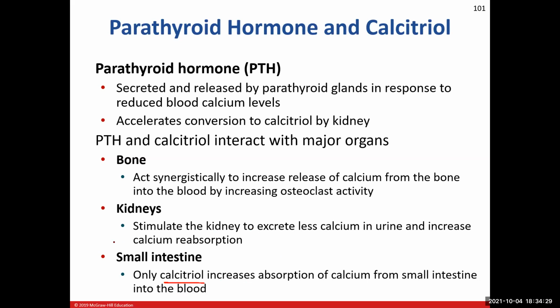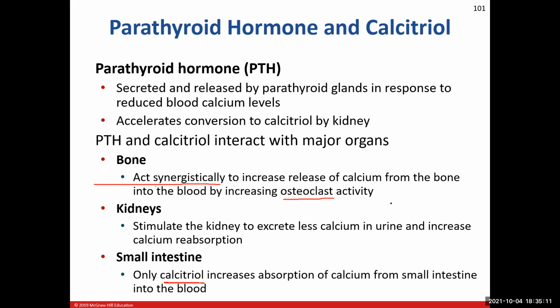In the bone, they work together. That's what this means, act synergistically. Each of them helps to boost the overall outcome. So they increase the release of calcium from the bone. Well, how do we do that? We've got to recruit the only cell that can break down bone matrix. PTH and calcitriol both will increase osteoclast activity in the bone to help destroy the osteoid and release calcium and phosphate. That will help bump up calcium and phosphate levels in your blood.